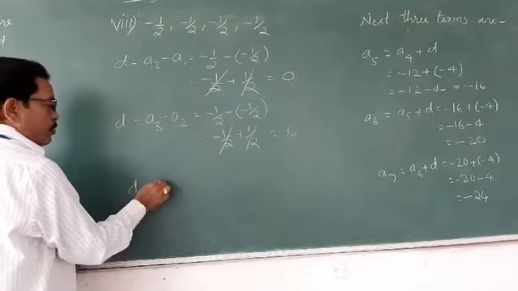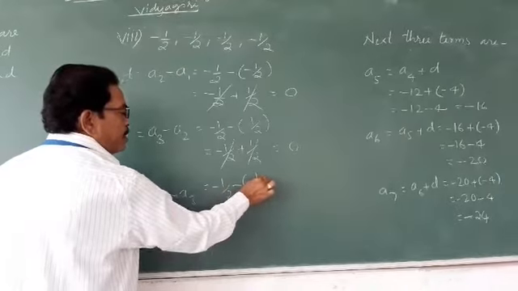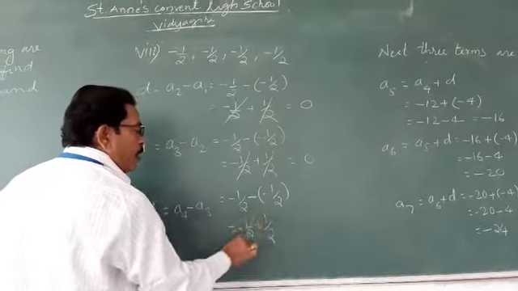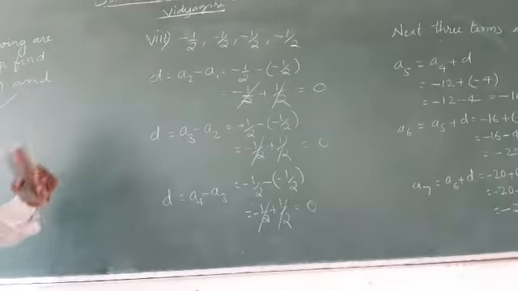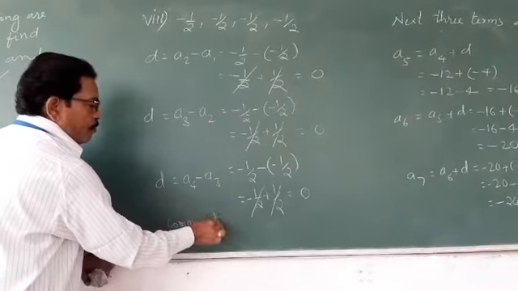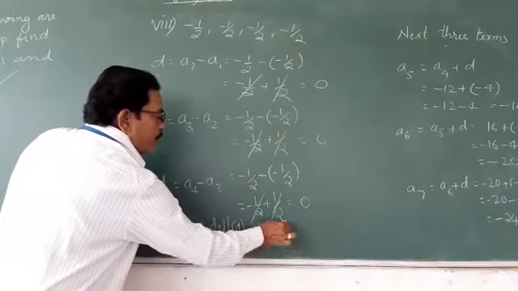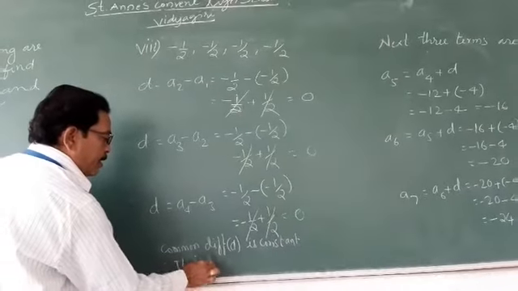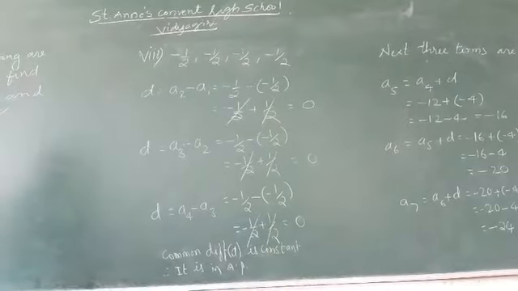Then D equals A4 minus A3, that is minus 1 by 2 minus of minus 1 by 2, that is minus 1 by 2 plus 1 by 2. We got 0 here. So what do we have to write? By observing, the common difference is constant. Therefore, it is in AP. Next four terms.